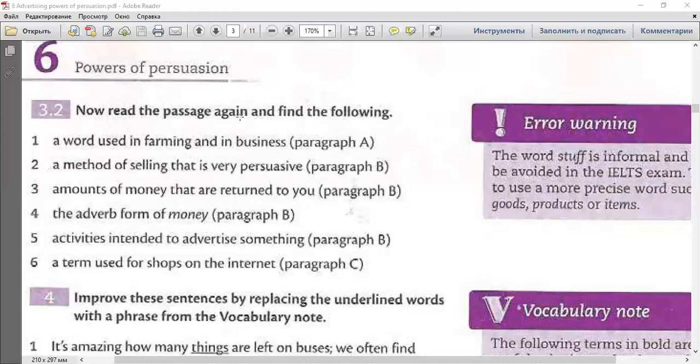All right, monetarily, that's correct. Then activities intended to advertise something. This is paragraph B. Okay, promotional events. Then number 6, a term used for shops on the internet, which is paragraph C.